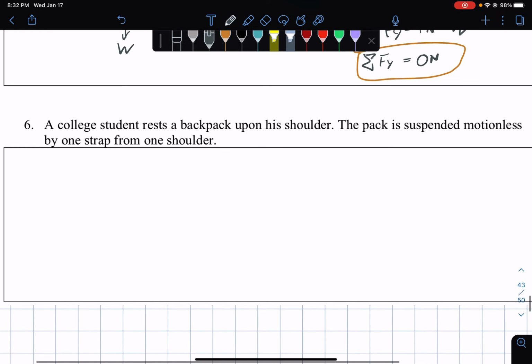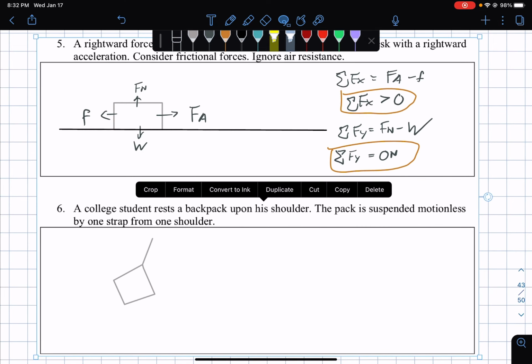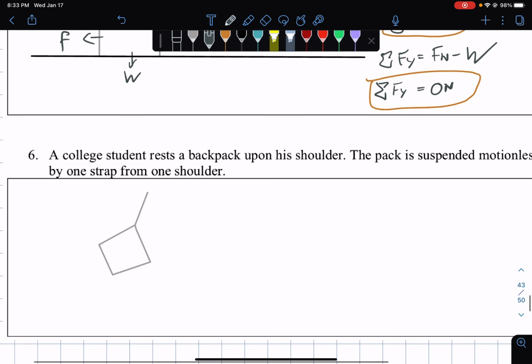College student rests a backpack upon his shoulder. The backpack is suspended motionless by one strap from one shoulder. Okay, so let's say these are the two straps. Well, the pack is suspended motionless by one strap from one shoulder. I think we could get somehow creative here. Let's draw a bag. It's not a perfect square anymore, but yeah. The scenario is somehow something like that.